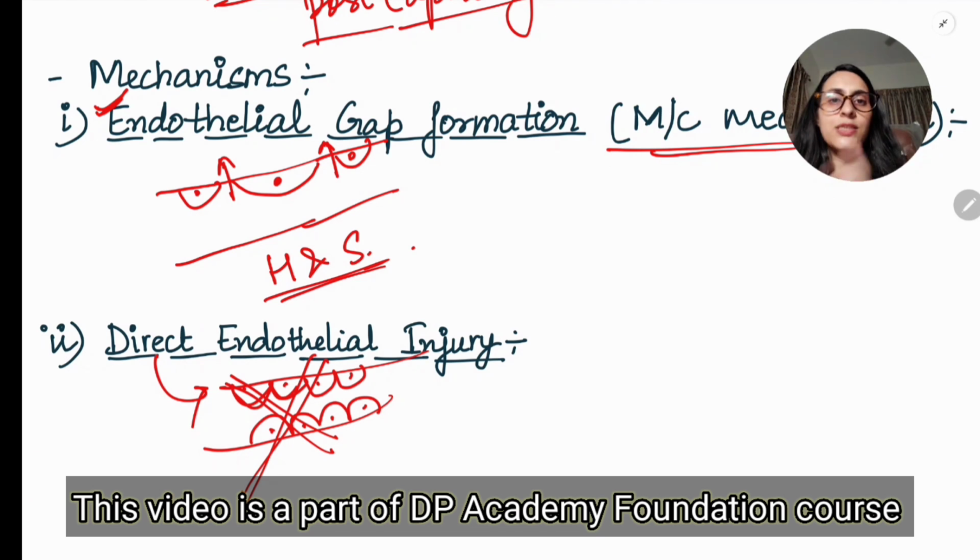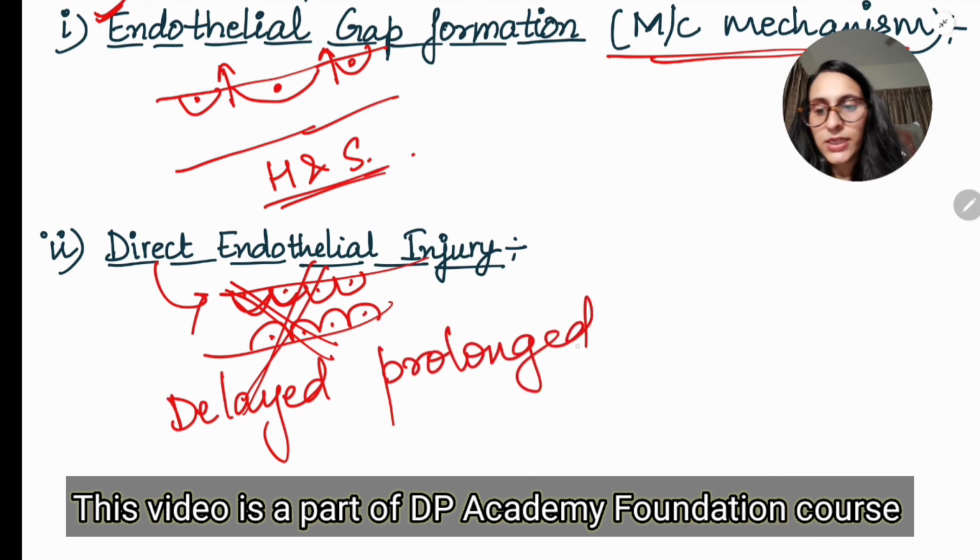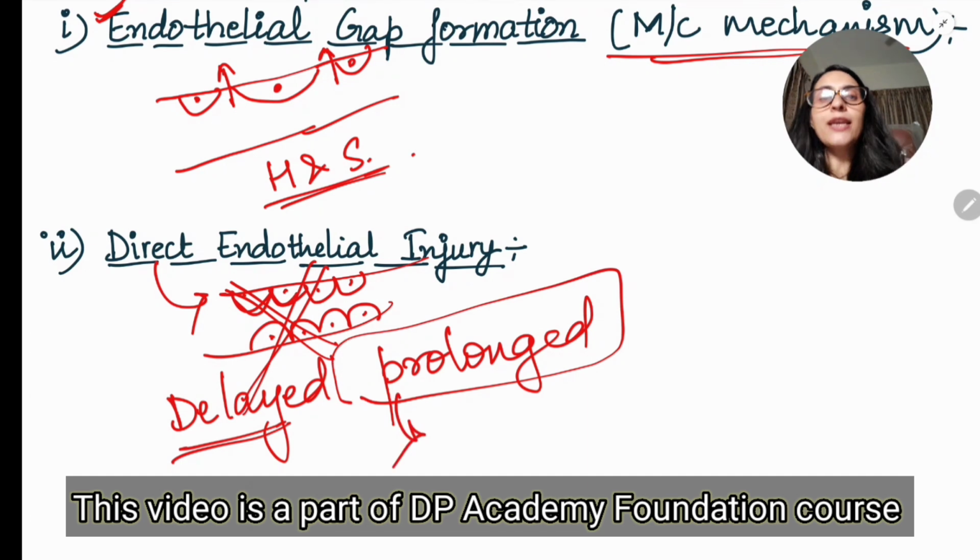So this response is a delayed, prolonged response. Why do I say delayed and why prolonged? Delayed means that many hours of exposure in the sun cause the direct endothelial injury. Why do I say prolonged? Because healing this kind of injury takes a lot of time. So the response here is long, prolonged. Healing takes a lot of time.